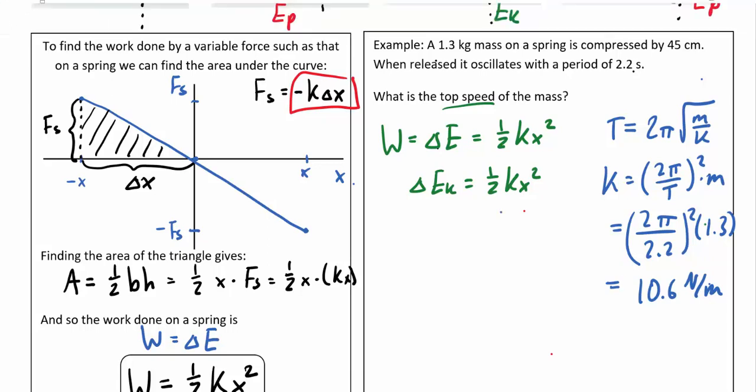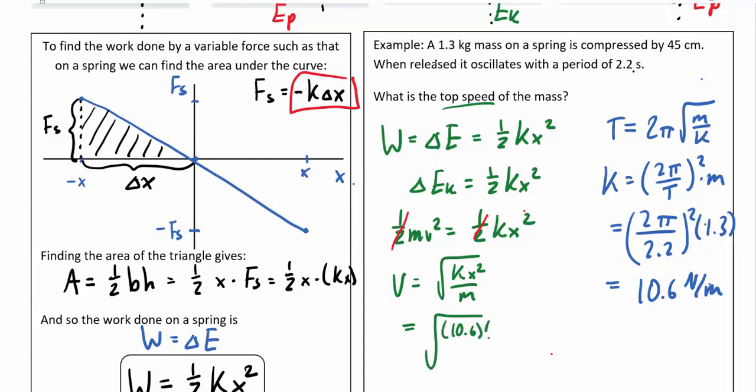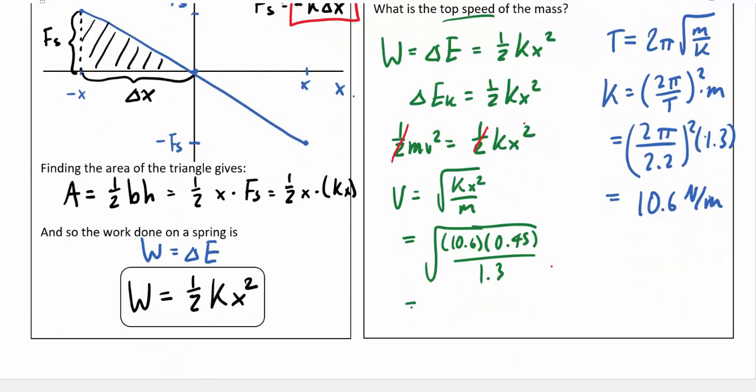All right, substituting our k value in here to our change in kinetic energy, we can say that our change in kinetic energy is 1/2 mv squared, and that's equal to 1/2 kx squared. Notice that the 1/2 will cancel out. Solving for v is going to equal the square root of kx squared all divided by m. And our values, 10.6 times x, which is 0.45 meters, squared, divided by the mass of 1.3 kilograms. And this gives us a top speed of right around 1.3 meters per second. All right, that's it for energy.